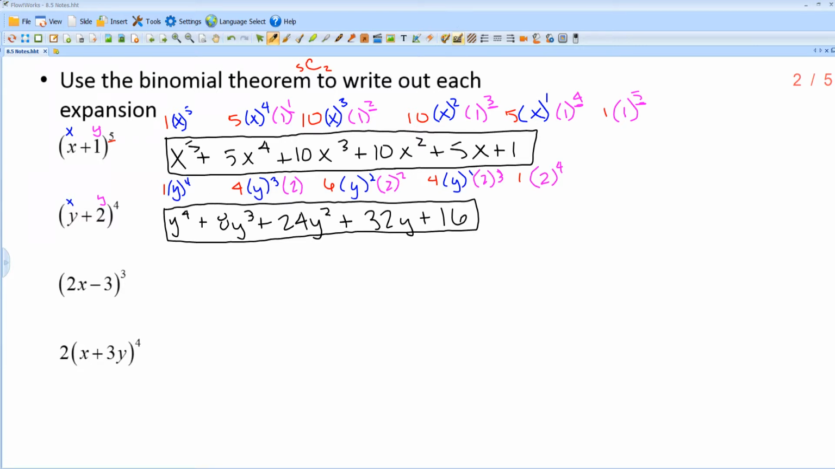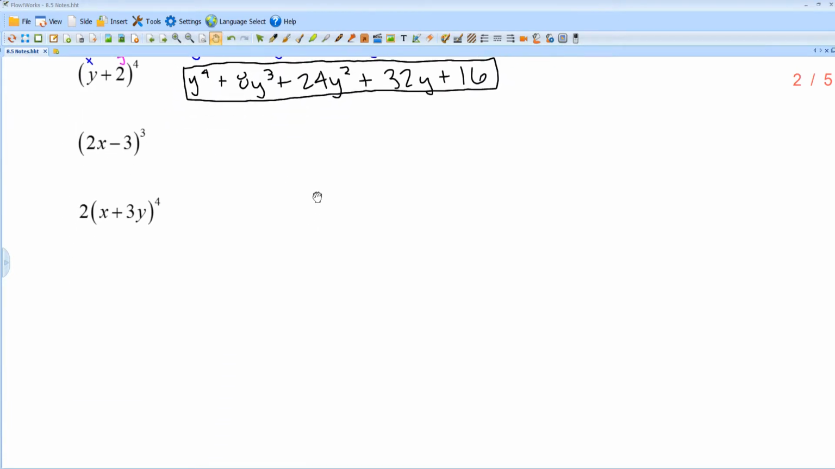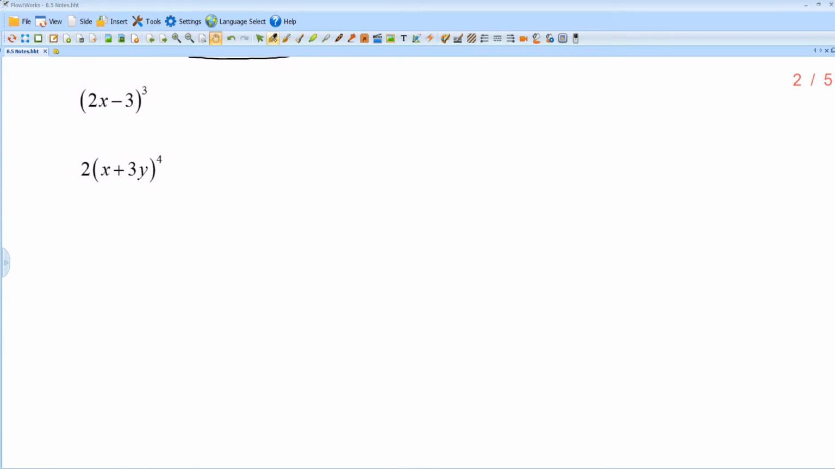Again, very organized. I know it's time consuming, but we'll get that process down. It won't be bad. Now, (2x minus 3) cubed. I'm just going to pull this screen up a bit. Sorry, everything else is disappearing. Hope you paused. If you didn't, just rewind. (2x minus 3) cubed. So we're doing cubed, which means it's going to go 1, 3, 3, 1.